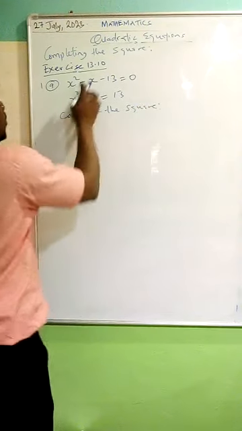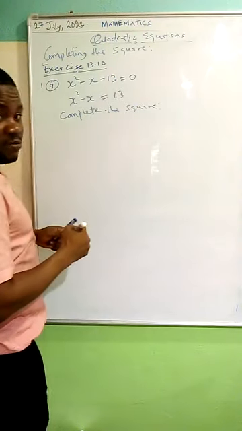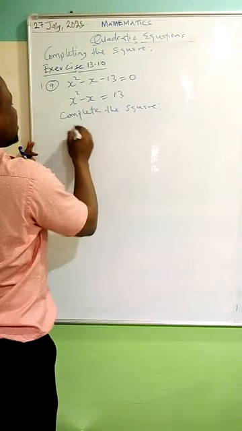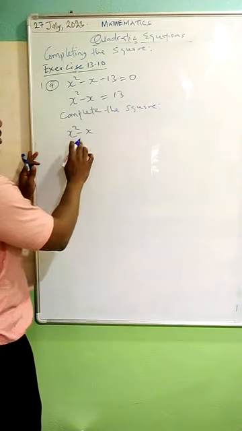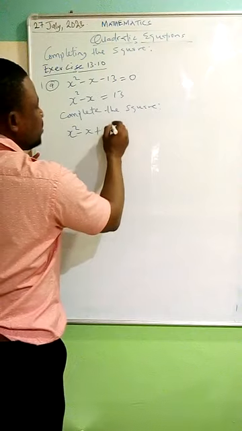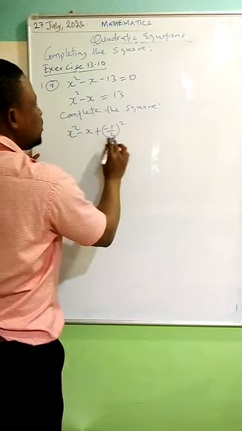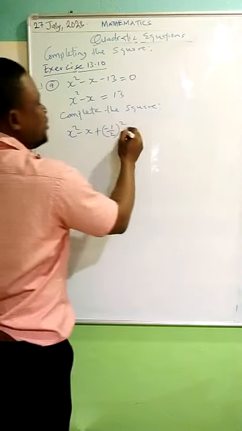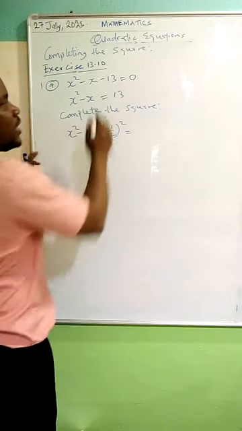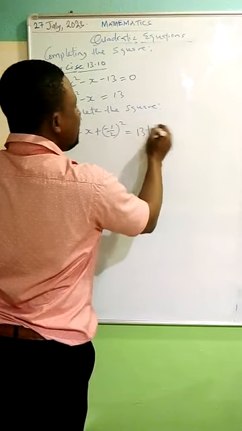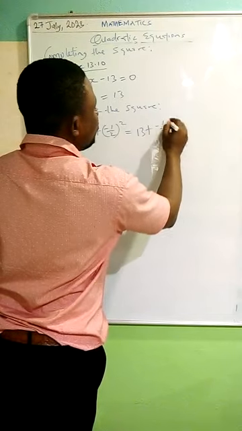First, I take the constant value to the other side. Then I complete this square. So I have x squared minus x. How do I complete this? The coefficient is minus 1. So I'm adding minus 1 over 2 squared to complete this square. And whatever you do to one side, you must do to the other side. So I'm going to have 13 plus minus 1 over 2 squared.